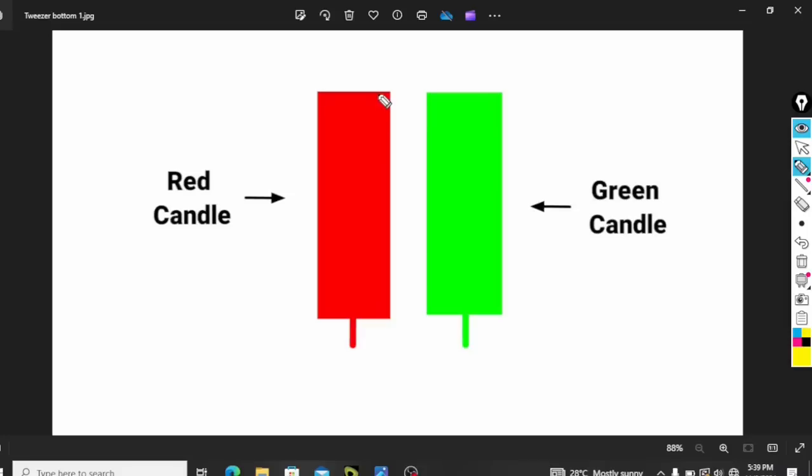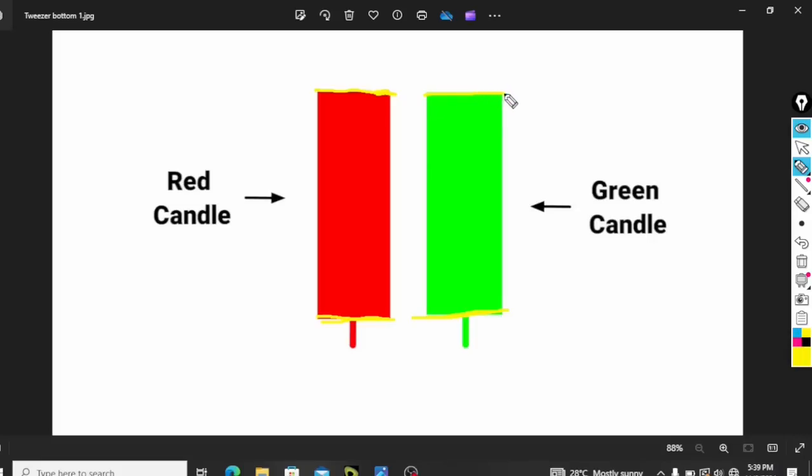For example, here, let's say that it opens here and then moves all the way to the downside and closes here. Are you seeing it? And the second candle is identical, but it opens here, as you can see, and then moves all the way up and closes here at the top.